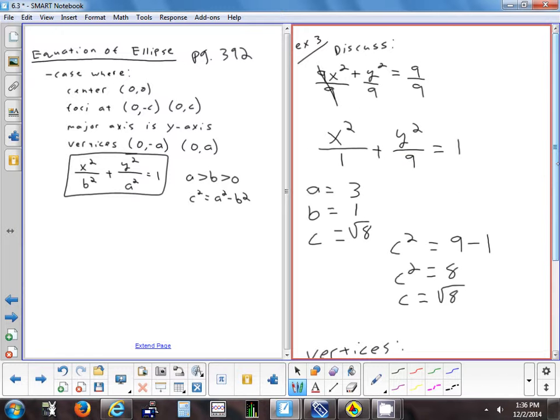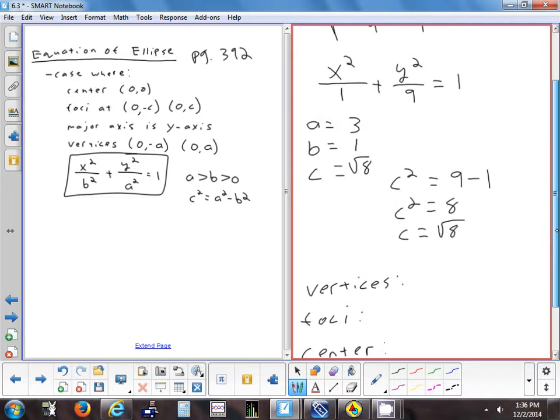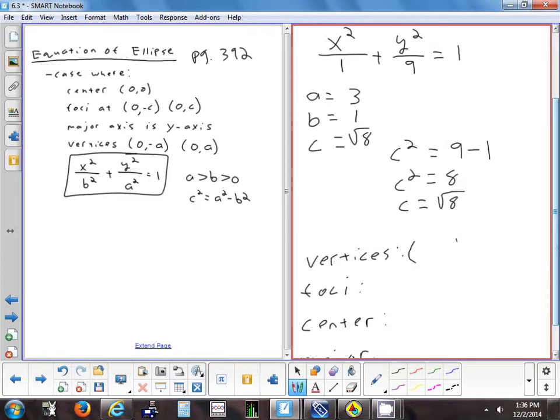Okay, vertices. 0, negative A, 0, positive A. So what are my vertices? Yep, 0, negative 3, 0, positive 3. Foci, 0, negative C, 0, positive C. So 0, negative square root 8, 0, positive square root 8.